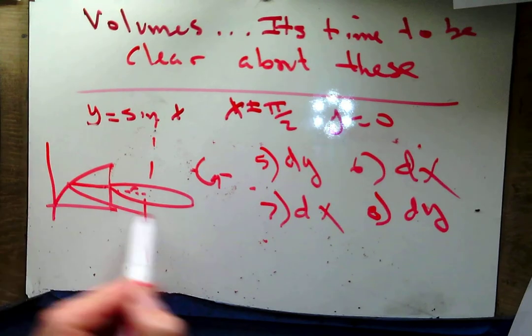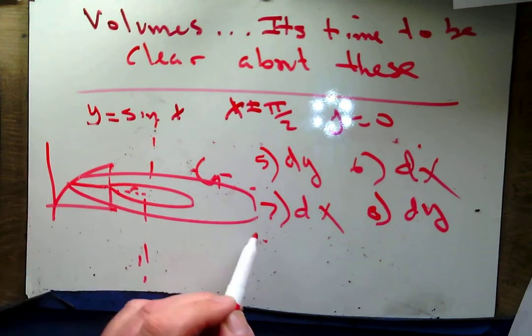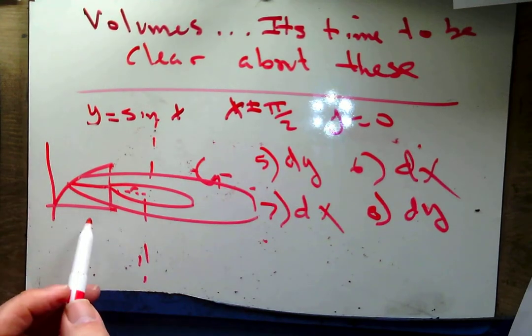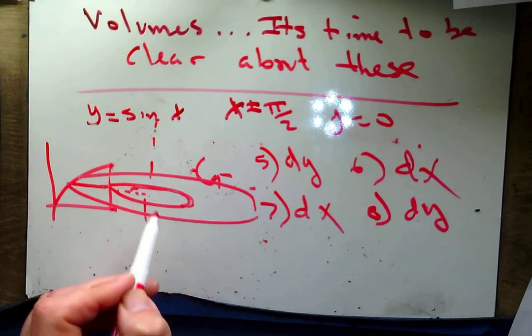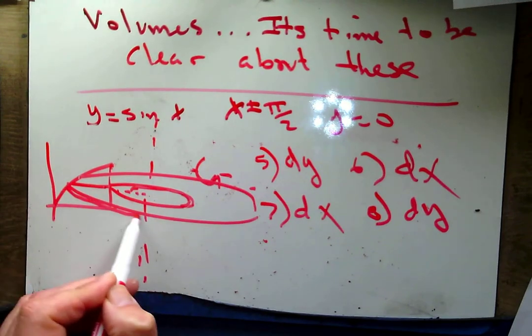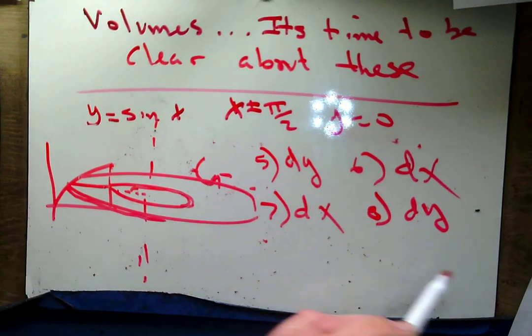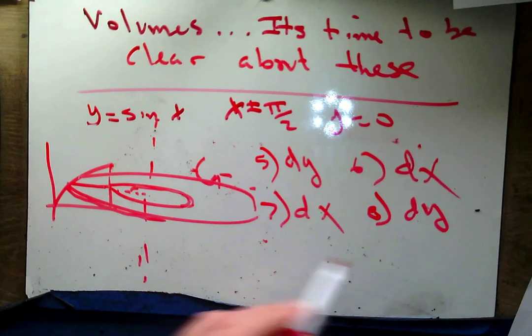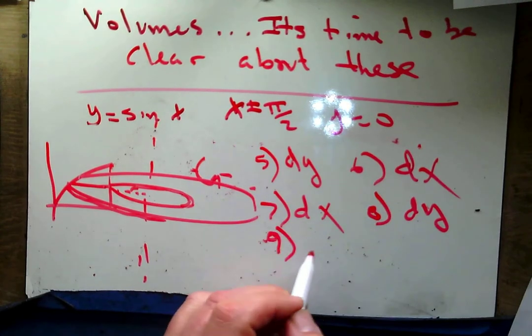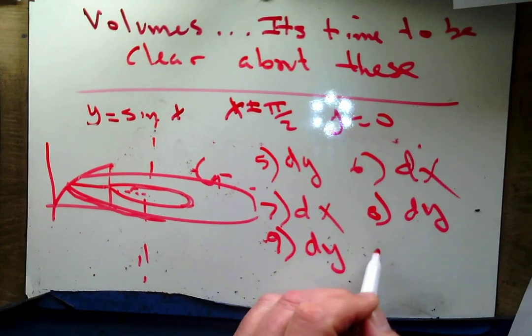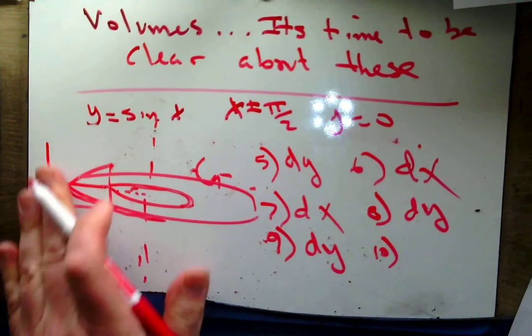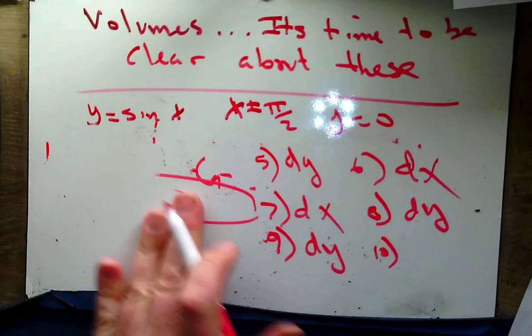And then this generates big R. The thickness of that shell is measured along the y-axis. I'm sorry, the thickness of that washer is a dy washer. And what about the last one? Shells. Okay.